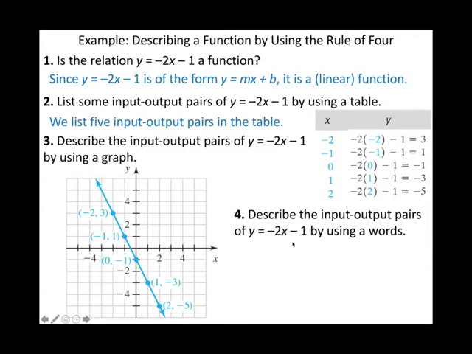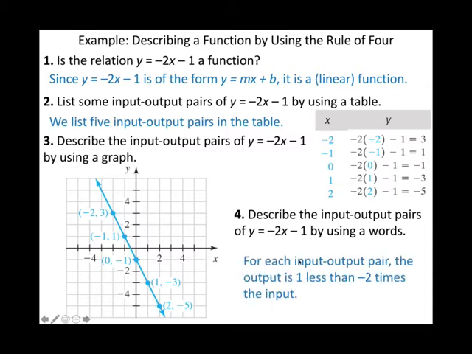Okay, last one, by words. For each input-output pair, the output is 1 less than -2 times the input.